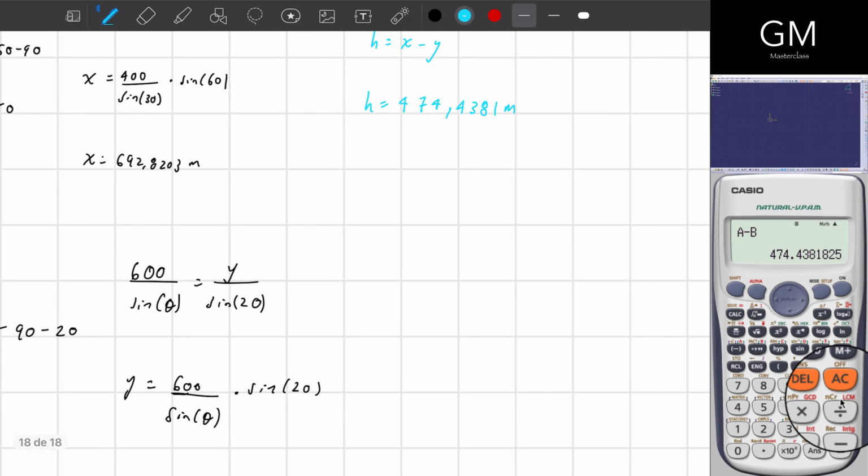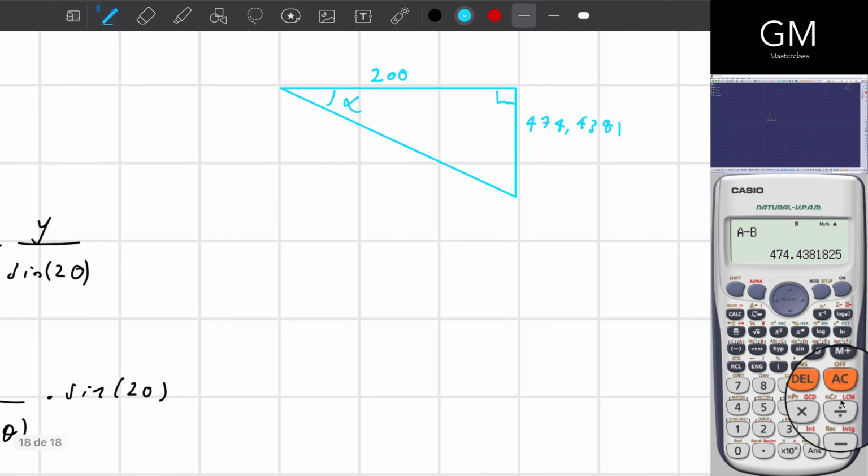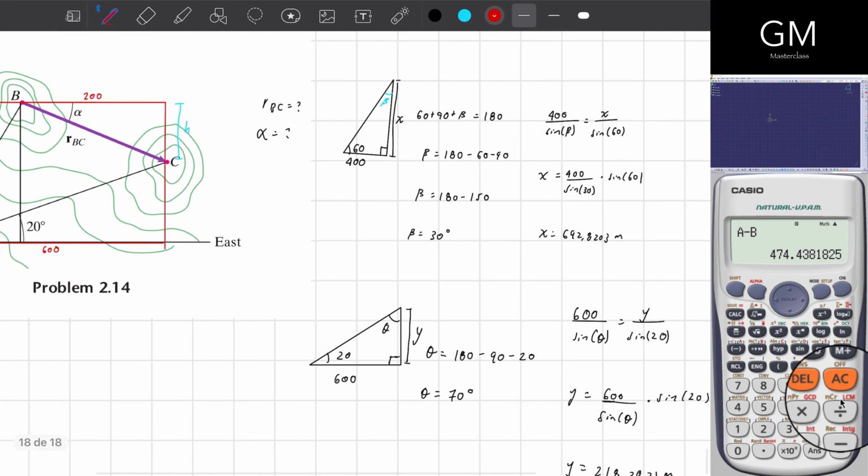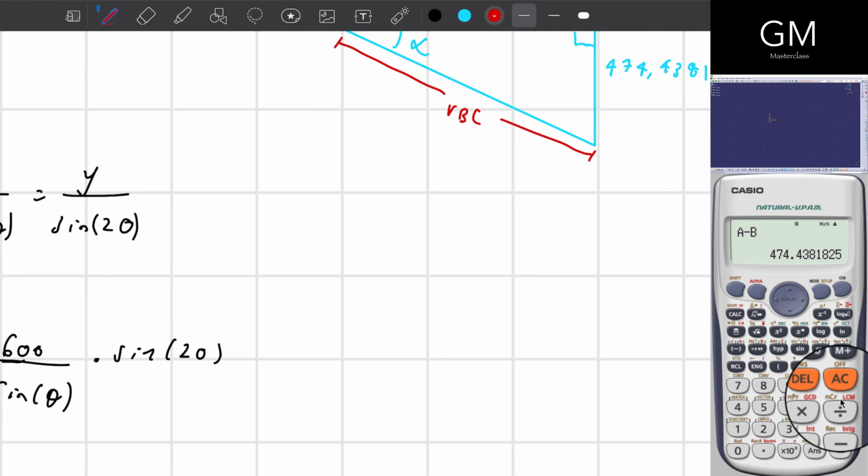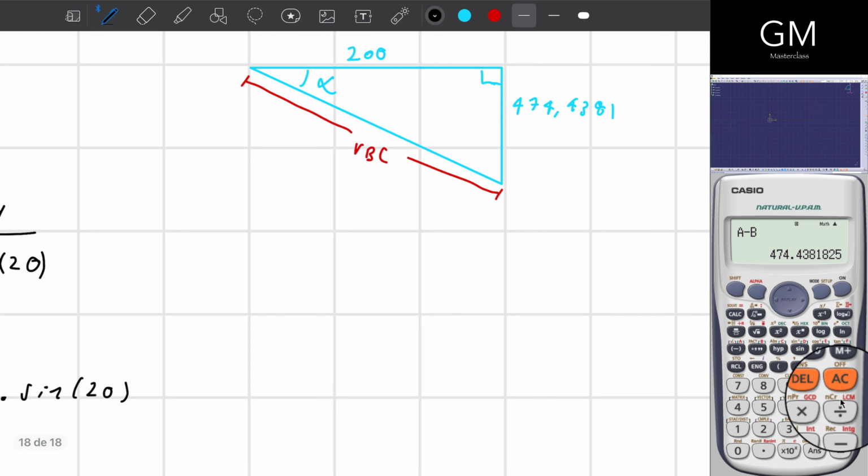Alright, and we have the triangle that we need. So right here I have the triangle, the important one. This looks something like this. Right here I have an angle of 90 degrees. Right here I have a value of 474.4381, and right here I have a value of 200, and I need this angle. Alright, so what I'm going to do first is to find the value that they are asking me, RBC. And as you can see, what I'm going to use is the Pythagoras theorem. That means that RBC is going to be equal to the square root of 474.4381 squared plus 200 squared, and that would be all.